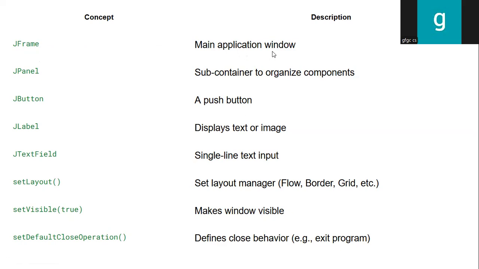JFrame is the main application window. JPanel is the subcontainer to organize components. JButton is a push button. JLabel displays text or image. JTextField is nothing but single line text input. Set layout is needed to set the layout manager, that is flow, border and grid. Set visible makes the window visible. To make the window visible, we have to use the function called set visible. Set default close operation defines the close behavior. Exit: when I click on the close button, that window should get closed.